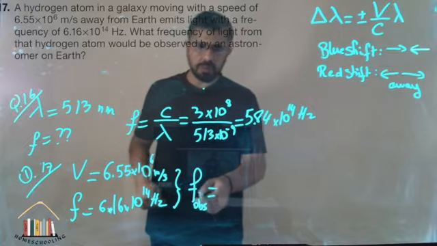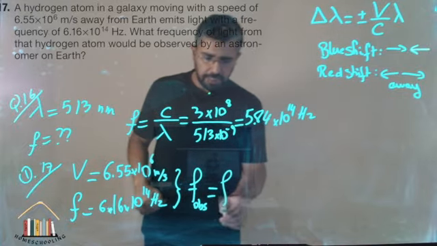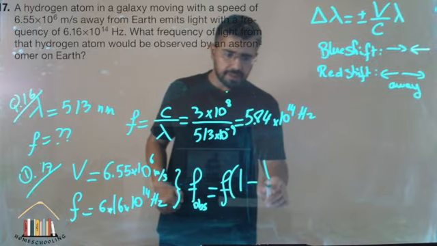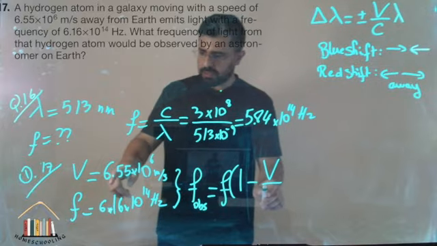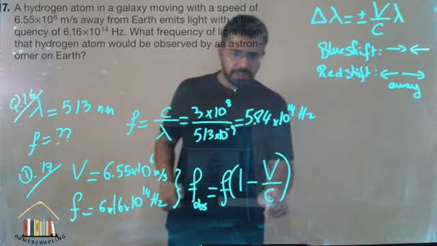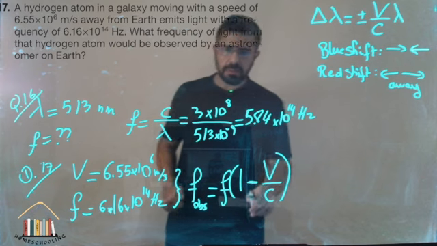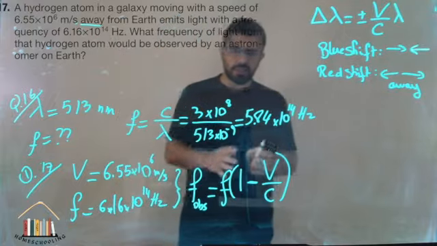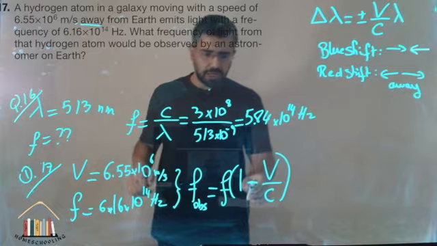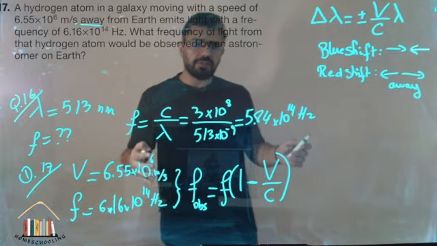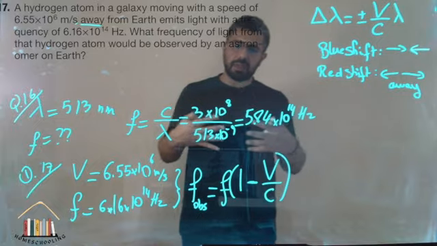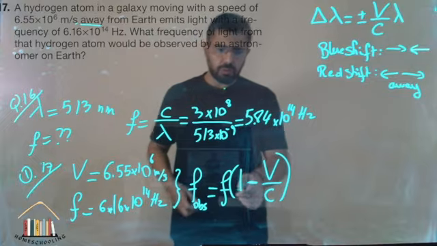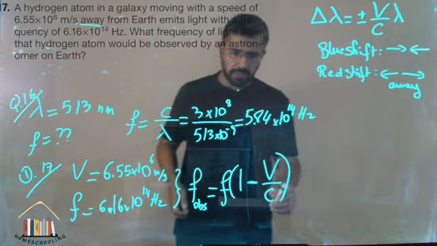So f of the observer means the frequency. If you remember the equation, it's f multiplied by 1 minus the velocity of the motion divided by the speed of light. Why did I put minus? Because remember, the galaxy is going away from the Earth. It's separating. It's redshift, so I put minus. If it's blueshift and they are coming closer, we have to put plus. So f times 1 minus velocity divided by c.